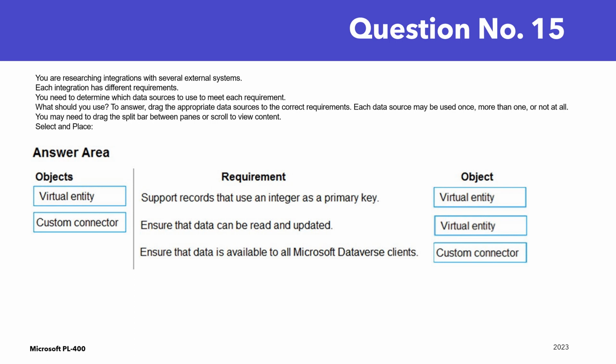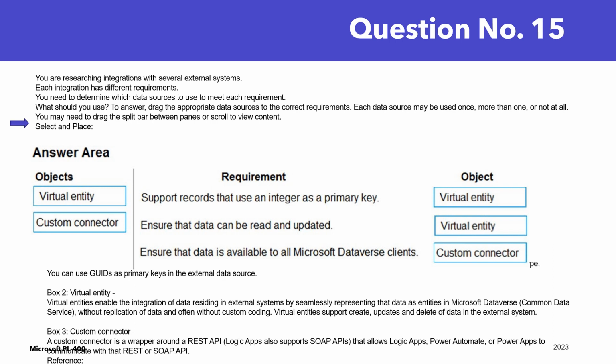Select and place. Requirement: support records that use an integer as a primary key. Object virtual entity. Requirement: ensure that data can be read and updated. Object virtual entity. Requirement: ensure that data is available to all Microsoft Dataverse clients. Object custom connector.